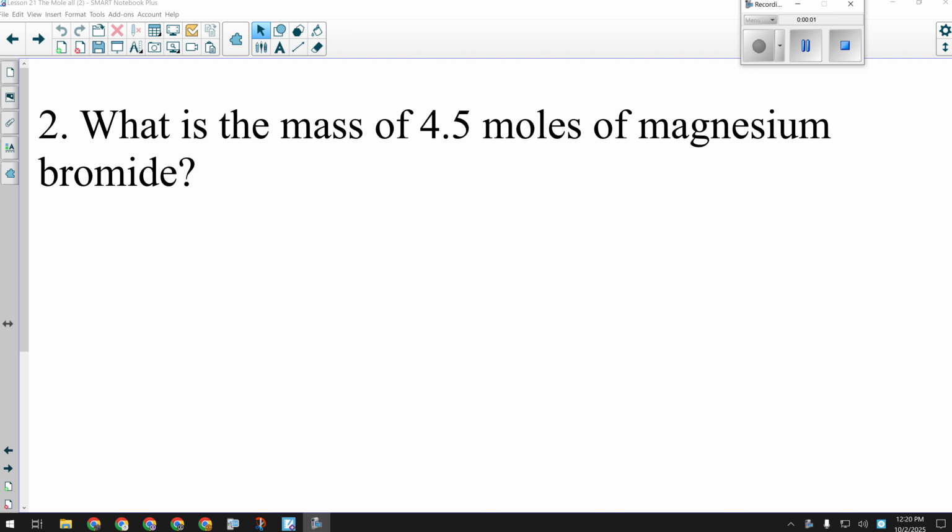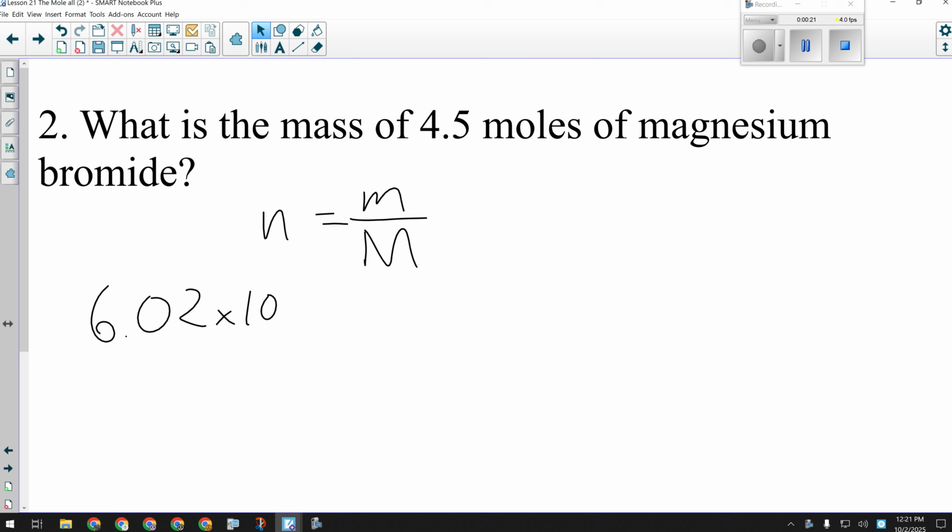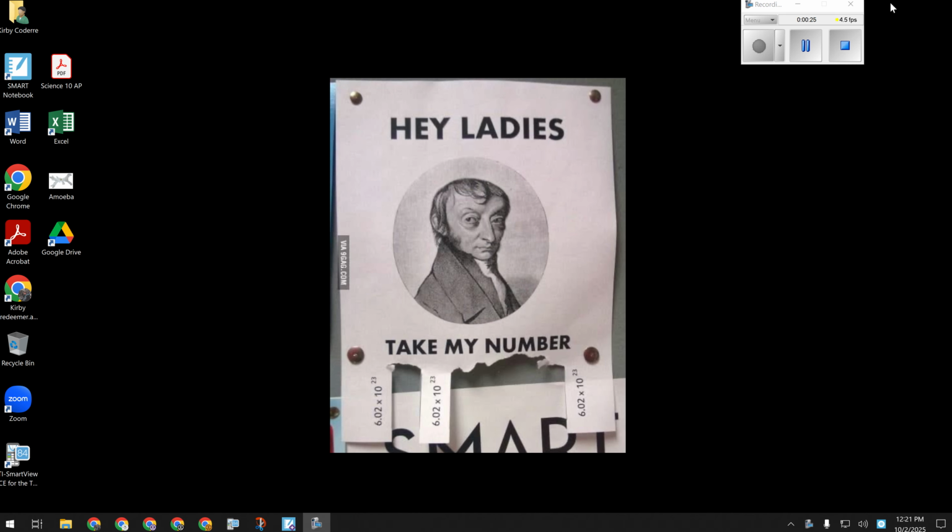All right, so yesterday we went over the idea of the mole, this unit of measurement that gives us an idea of how many particles there might be present in any given sample. We talked about the mole equation, n equals little m over big M, and we talked about Avogadro's number.